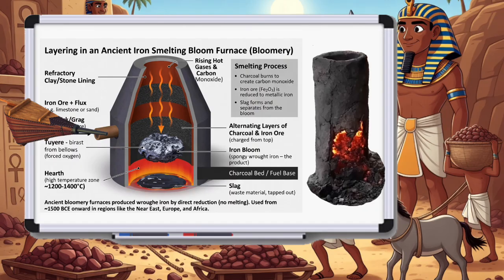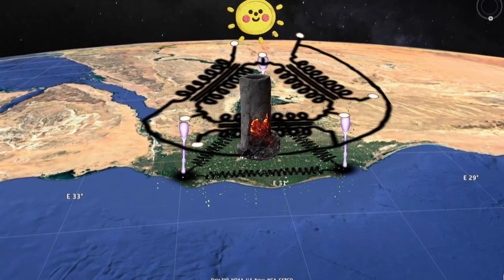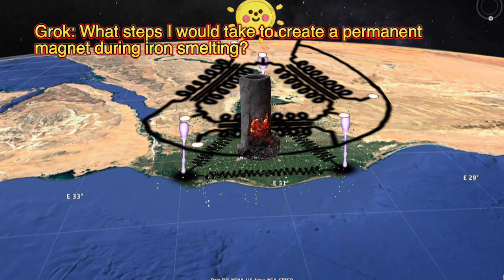What archaeologists describe as a lack of an Iron Age is that they have never found one of these bloomery furnaces in Egypt prior to it being conquered from outside. Now I asked Grok, what steps would it take to create a permanent magnet during smelting, and the answer is very illustrative of the distinction. You see, if you smelted iron inside the delta Y structure, it would result in this permanent magnetization.